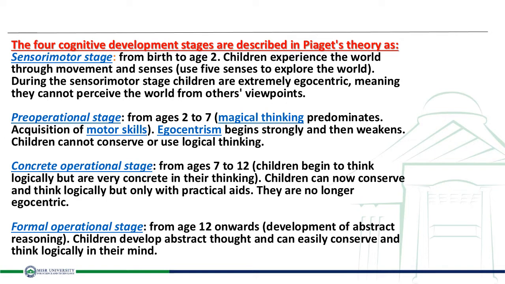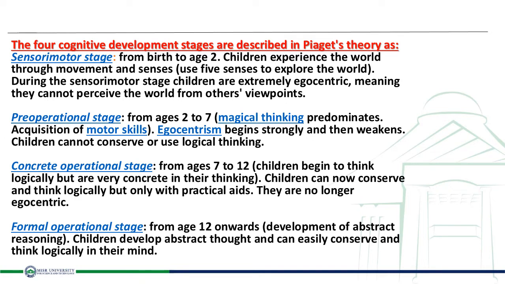The second characteristic is that children in this stage are extremely egocentric. I mean, they are characterized by egocentrism, meaning they cannot perceive the world from others' viewpoints. They believe that they are the center of the world, the center of life. They cannot consider others. They are very egocentric.